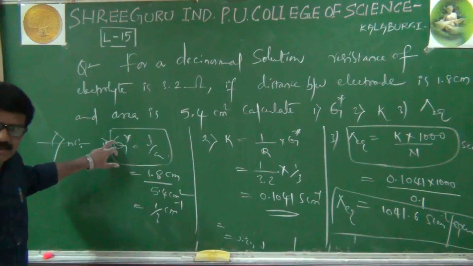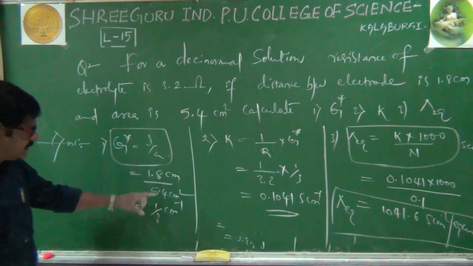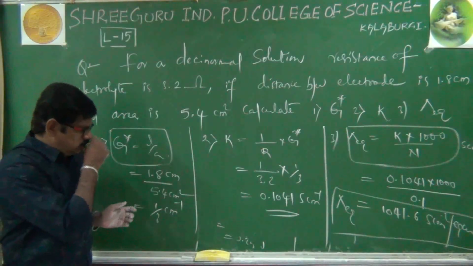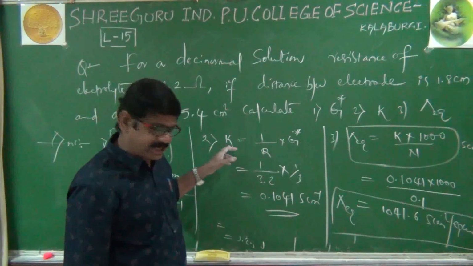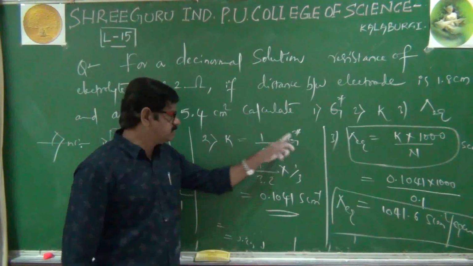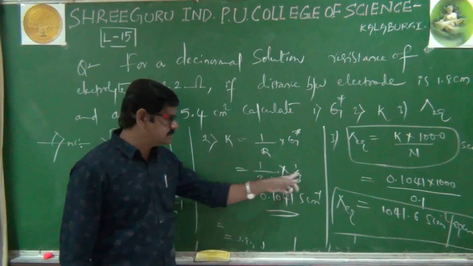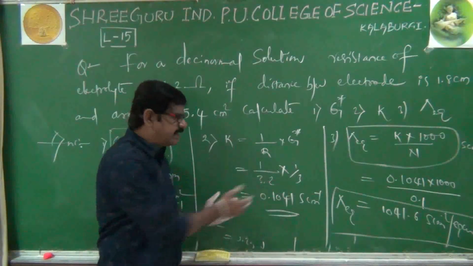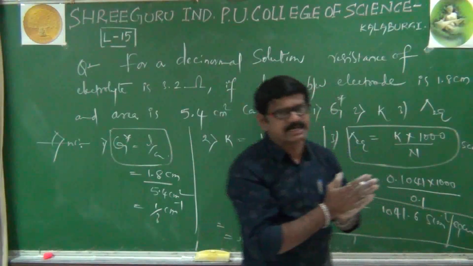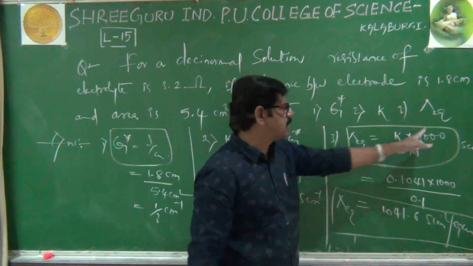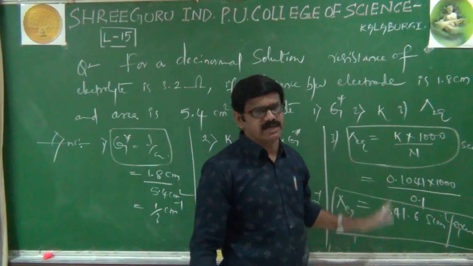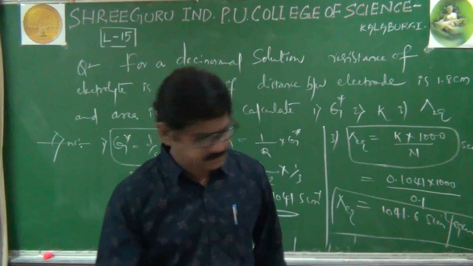That's it. First we find G star, L by A. L is there, A is there, we just substitute and we get the answer. Then we go to K, conductivity. The conductivity formula is already familiar to you: 1 by R into G star. R is there, G star was just calculated, so we get the K value. If you substitute this K value in the equivalent conductance formula, K into 1000 by N, with N already given in the question, we get the final answer. That's it. Next question.